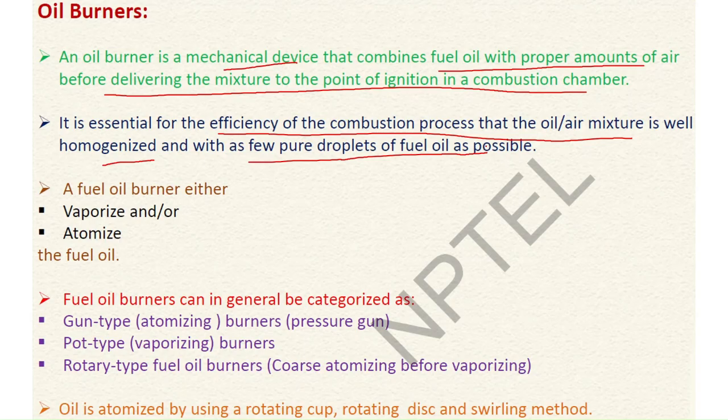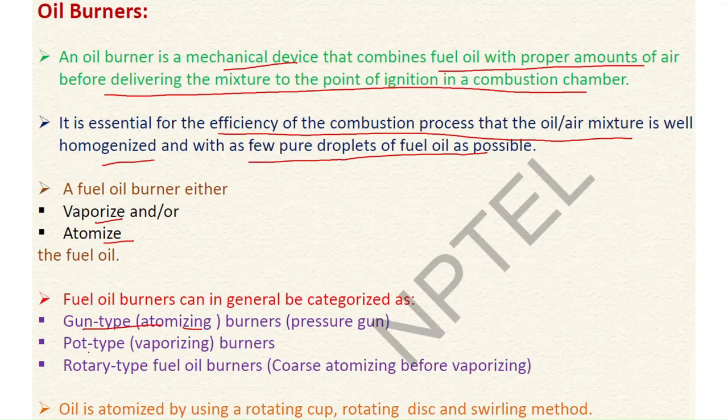Why so? Because if there is no homogeneous mixing, then incomplete combustion will take place. So in that case, very few drops of pure fuel oil should be there. It means all the drops should consist of the same amount of fuel oil and air. Okay, so the fuel oil burners are either vaporizing type or atomizing type. Fuel oil burners can in general be characterized by gun type, meaning the fuel is burned by being atomized using a pressure gun.